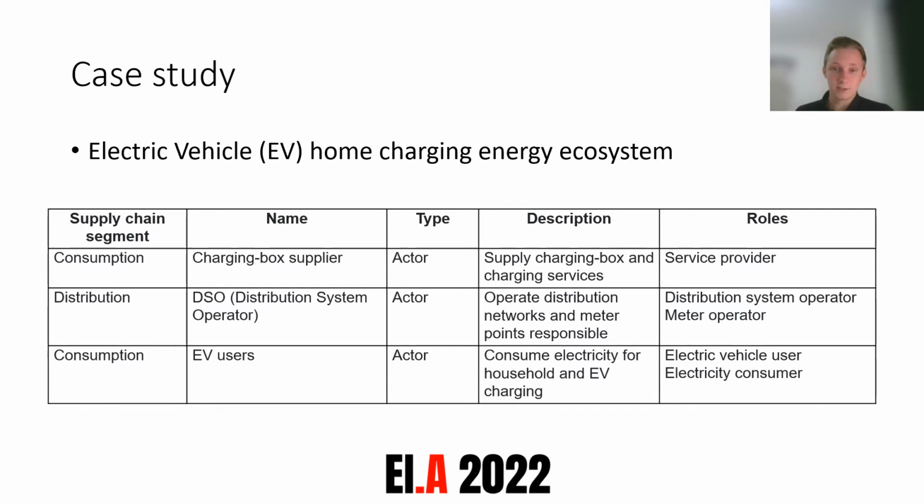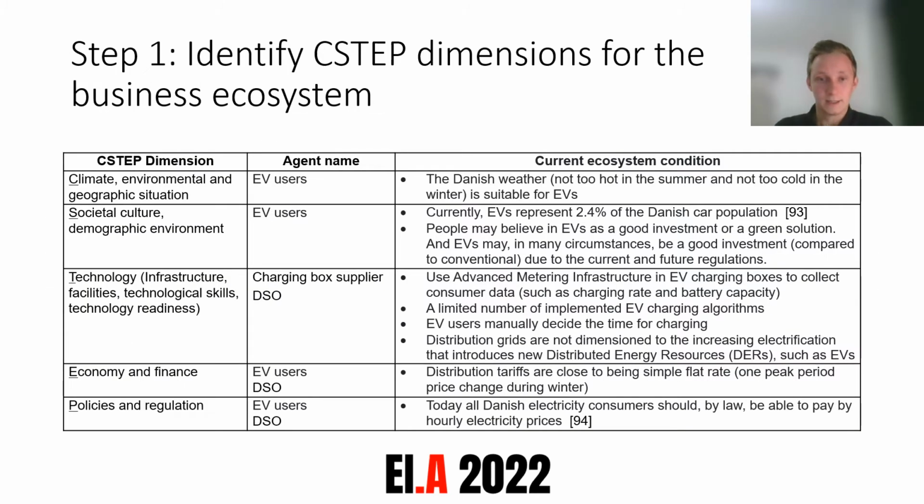The case study is for the electric vehicle home charging energy ecosystem, which you probably guessed from the title. Here I will go directly into the ecosystem we already have, as mentioned. We have identified these different actors and their roles, like the charging service supplier, the energy service supplier, the distribution system operator, and the EV user. Continuing with them as an example, we can put them into the different related C-STEP dimensions, and we can identify the current state.